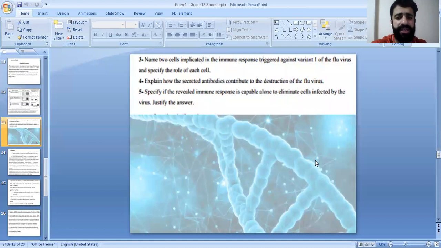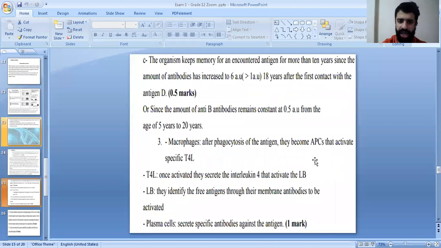Explain why the secreted antibodies contribute to the destruction of the virus and specify if the revealed immune response is carried alone to eliminate the cells infected by the virus. Justify your answer. So first, you have to say that macrophages, phagocytes, after phagocytosis, they become what? They become APCs. What is the meaning of APCs? Antigen presenting cells that activate the T4 lymphocytes.